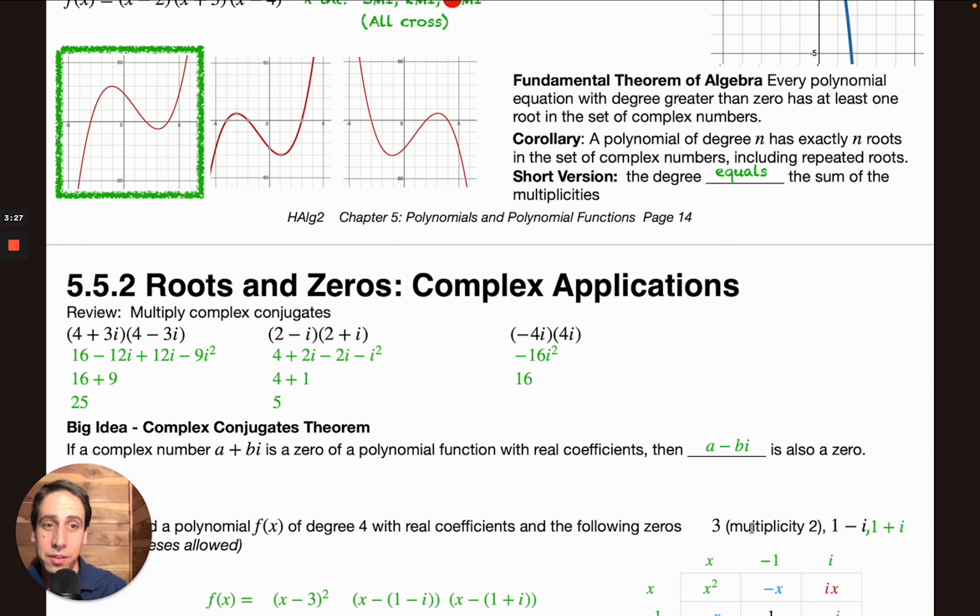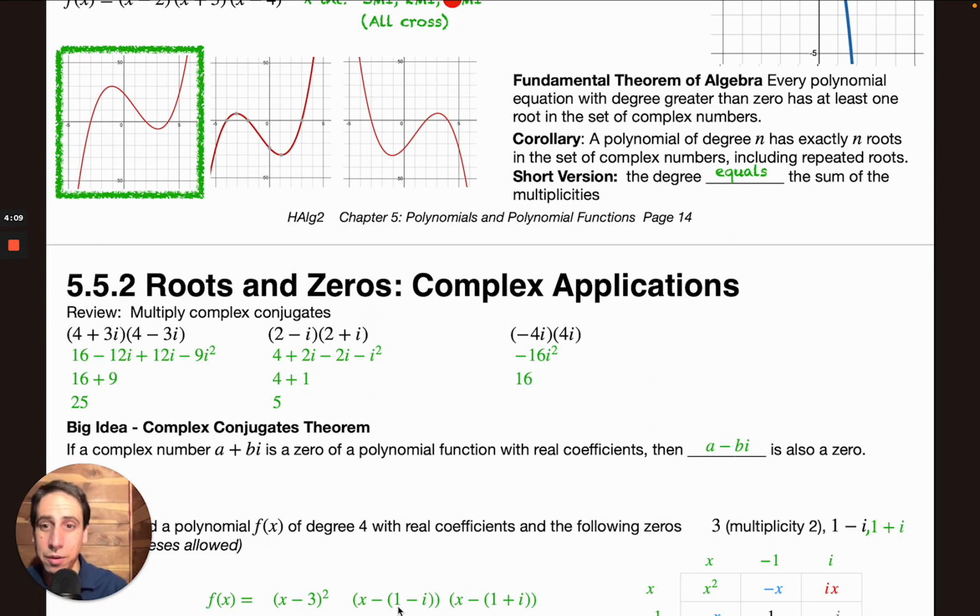Well, okay, so what it's basically saying is that this thing is going to have degree 4. The fundamental theorem of algebra says that if the degree is 4, then there are going to be 4 zeros. If you add up all the multiplicities, they're going to be 4. So 2 of them are going to be 3, and then one of them is going to be 1 minus i, and the other one is going to be complex, 1 plus i. So we've got all 4 of the zeros now. The complex conjugates theorem says that if 1 minus i is a zero, then 1 plus i is also a zero.